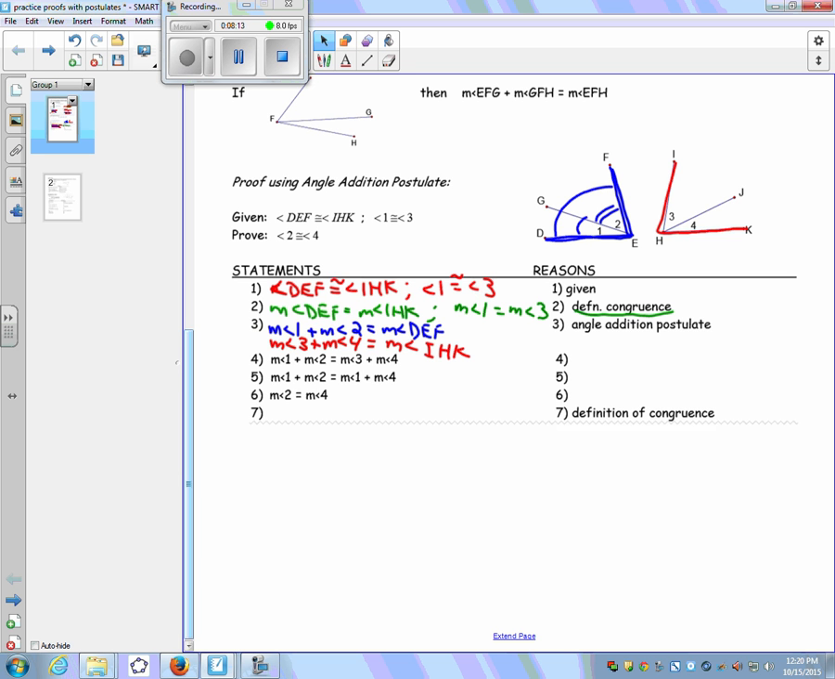1 plus 2 equals 3 plus 4. What's the reason? We have 1 plus 2 equals DEF here. We have 3 plus 4 equals IHK there. So why can we say 1 plus 2 equals 3 plus 4? Substitution, right. Again, it's like you're just rewriting the equation. The 1 stays a 1, the 2 stays a 2. DEF turned into 3 plus 4.